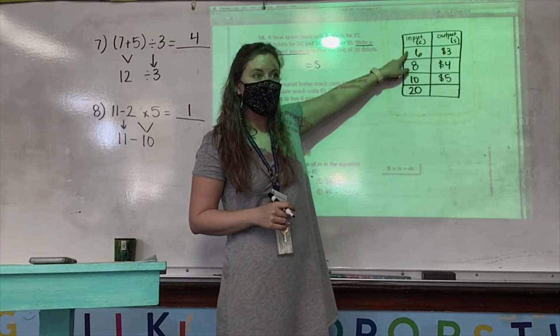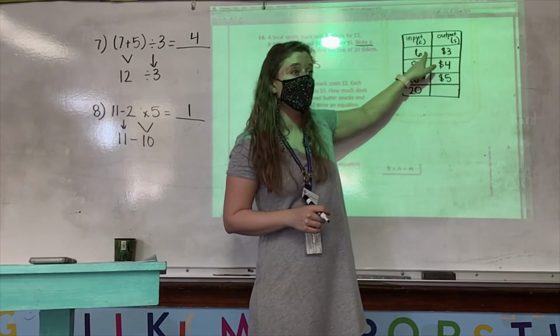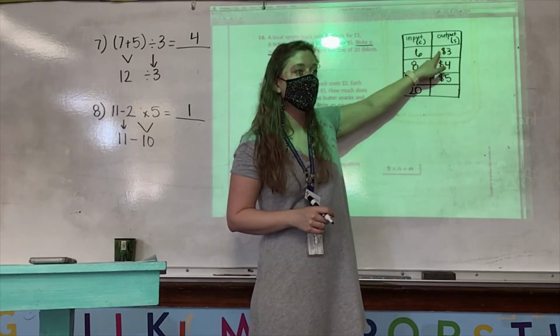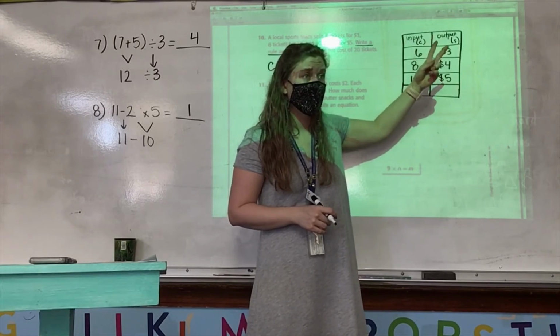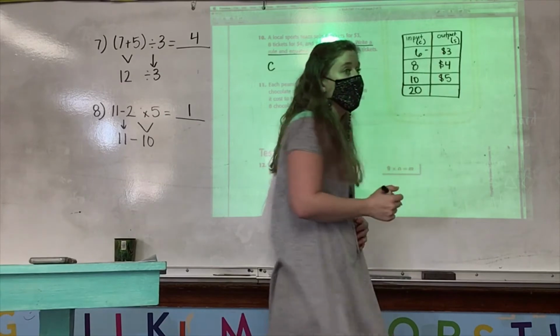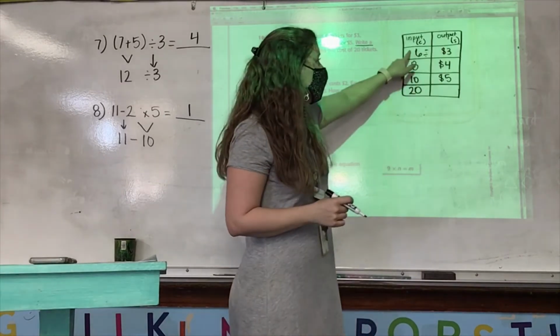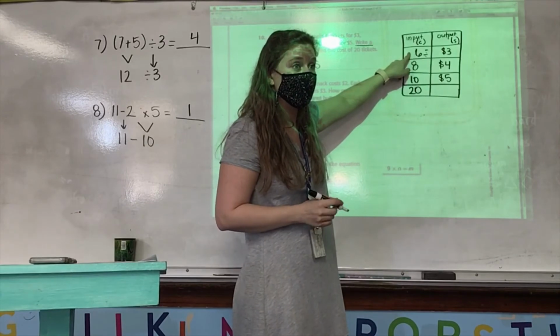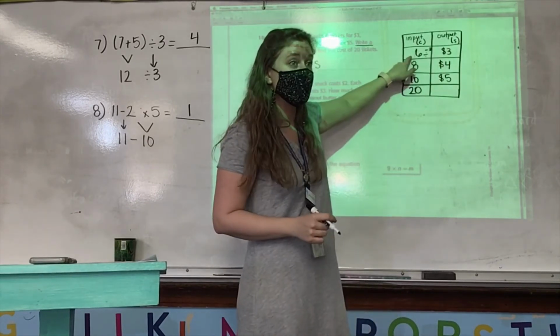Our input is 6. Out comes $3. Is our input greater than or less than our output, Aaron? Greater. So that means there's 2 operations we could be doing, right? What are they? We could be subtracting or we can be dividing. What can we subtract from 6 to get 3? 3. What can we divide 6 by to get 3?